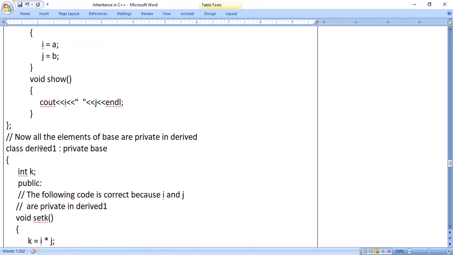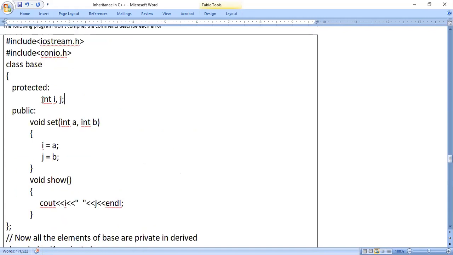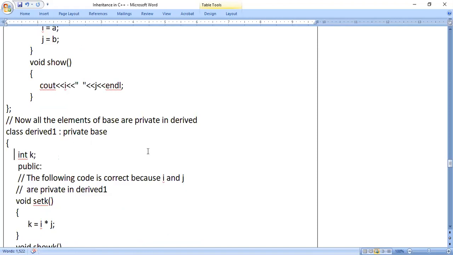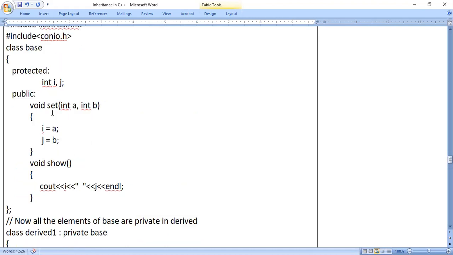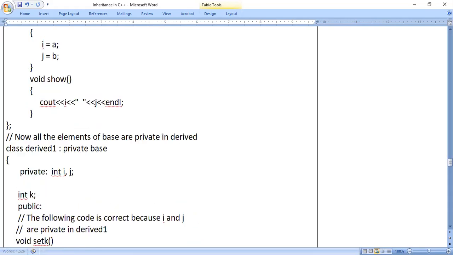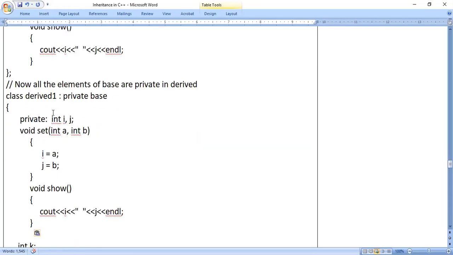Next, when it comes to derived one, the inheritance mode is private. Because the inheritance mode is private, what happens? You can think like this. These two data members will come to derived one in private mode because the inheritance mode is private. Next thing, public functions we have. Again, same thing. These two functions will come and sit into the private section of derived one.